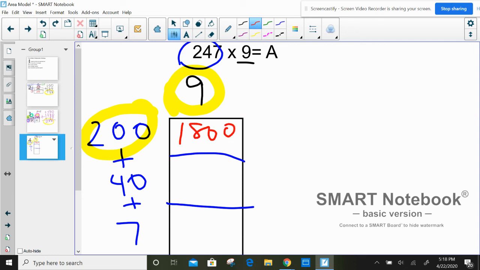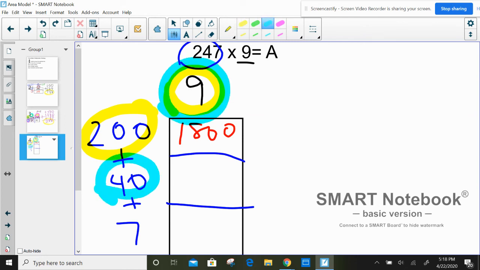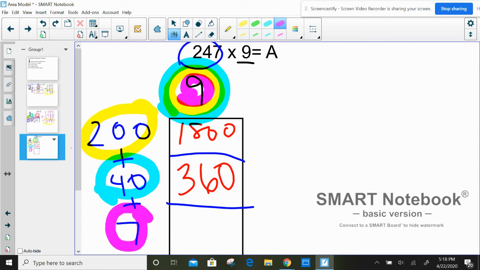Okay, and next we're going to multiply 40 times 9. And we know 4 times 9 is 36. So that means 40 times 9 has to be 360. Okay. Then we're going to multiply 7 by 9. See how we multiplied each of these numbers here by 9? So they're only highlighted one time, but 9's highlighted 3 different times because 9 was multiplied by every single one of those numbers. Okay. So 9 times 7 equals 63.